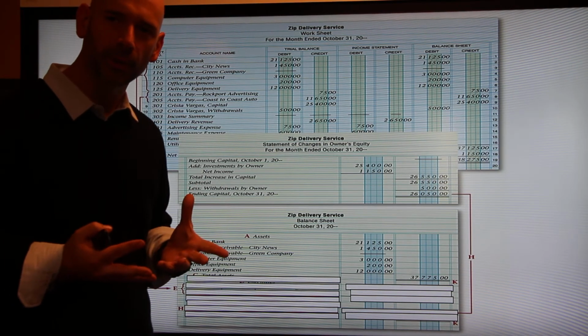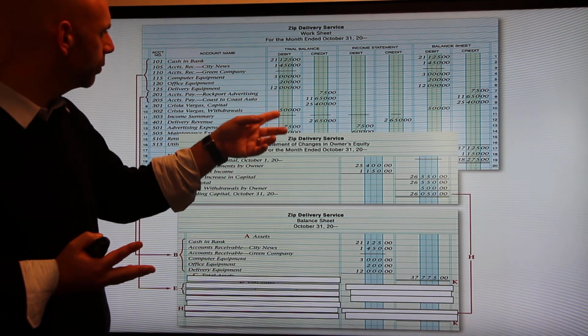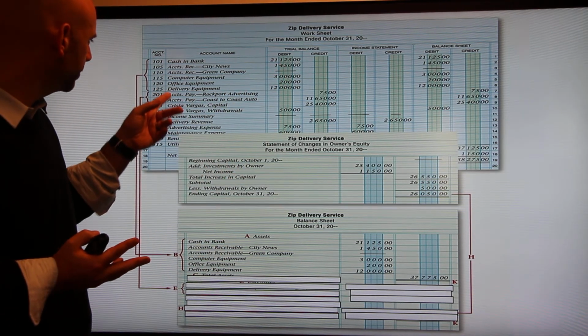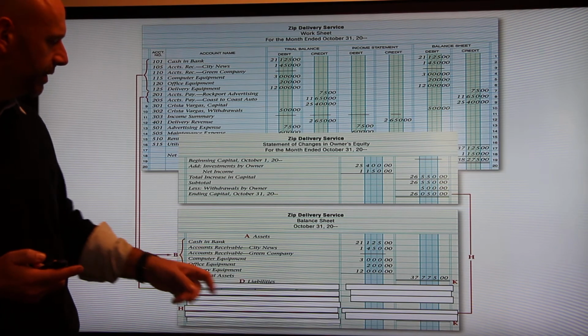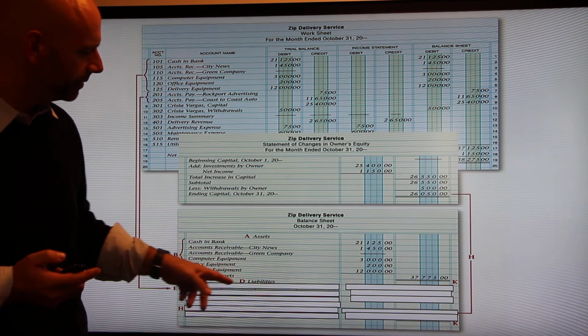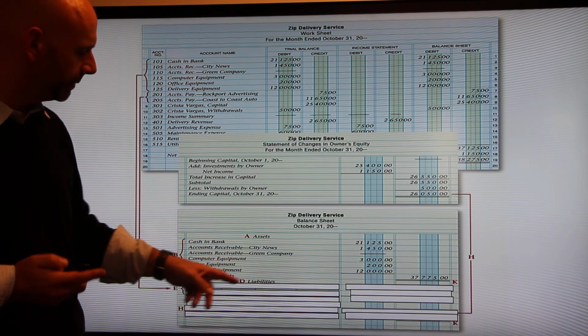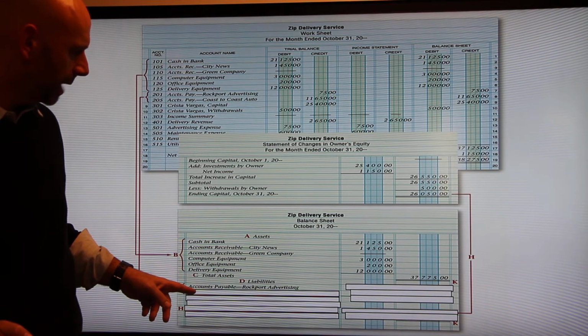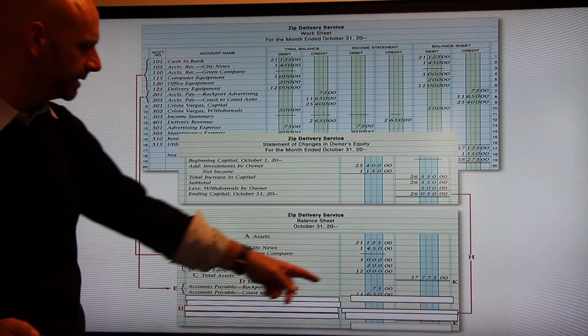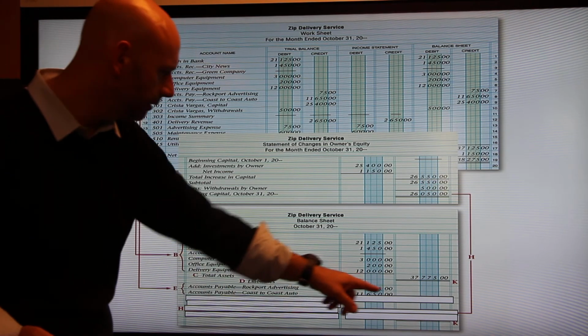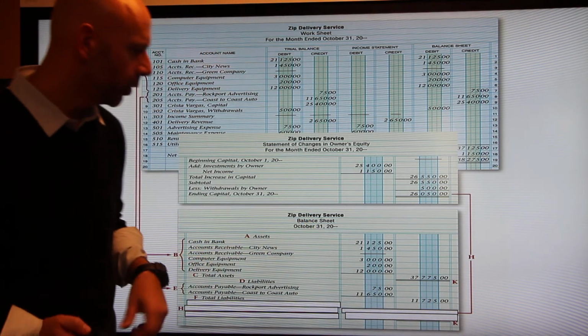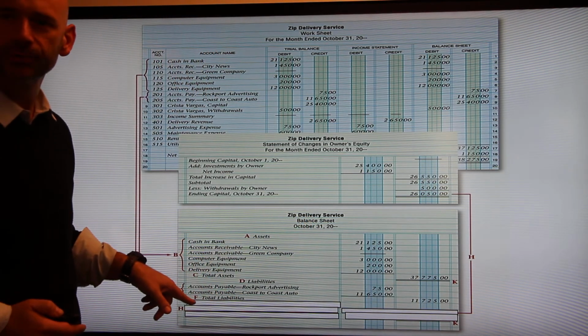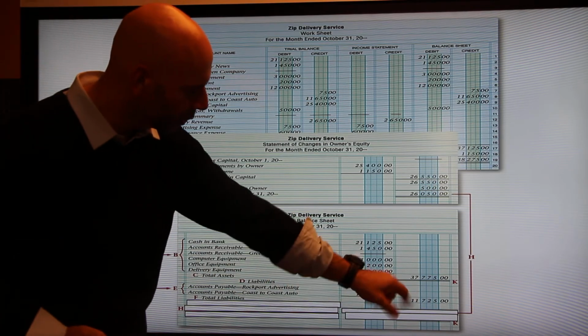Remember, assets equals liabilities plus owner's equity, so the next section is the liabilities. We go to the worksheet and find all our liabilities. We have two of them, and they start with the number 2. We list them underneath the term liabilities in the left column, draw a line, put the total in the right column, and write the term total liabilities so it lines up with the total.